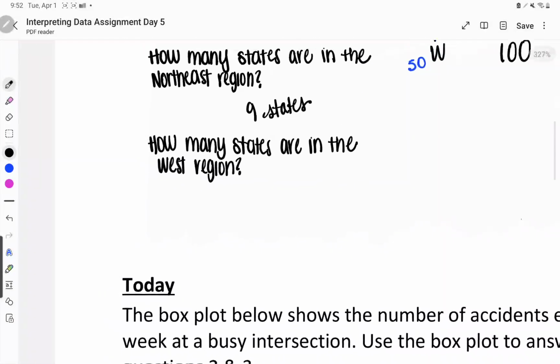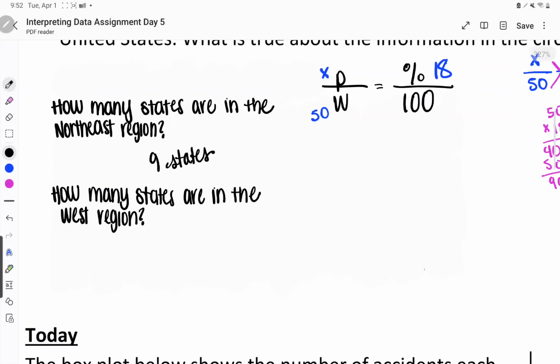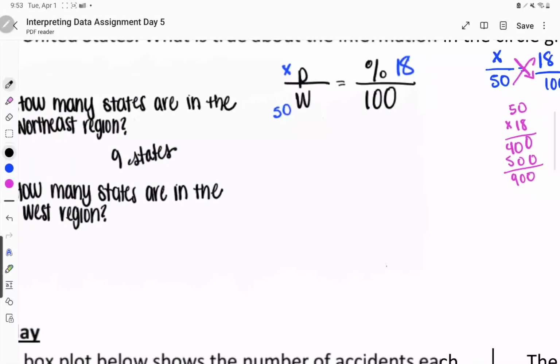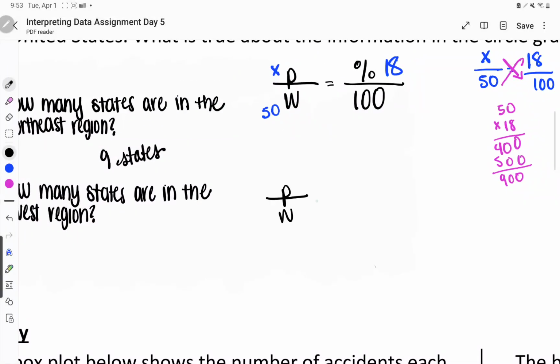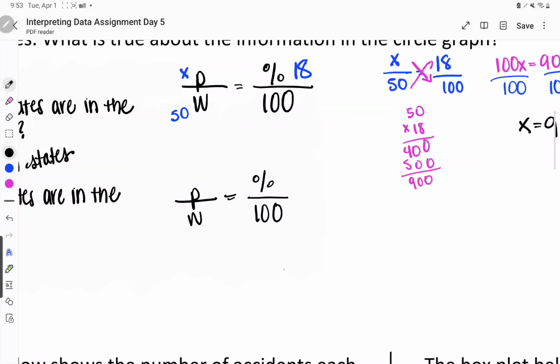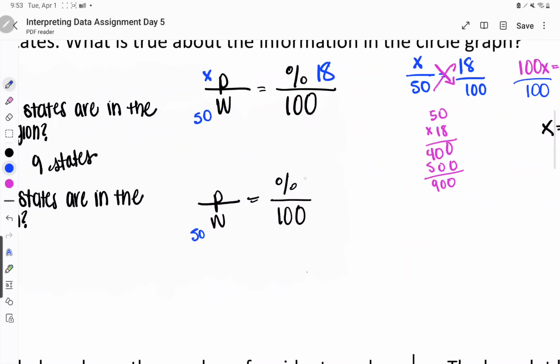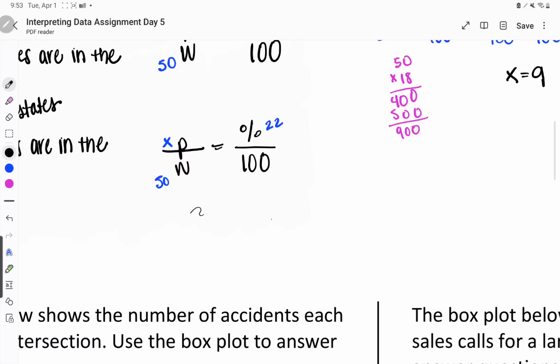The next question says, how many states are in the West region? So I want you to try to set up your own proportion using the information about the West region. So you should have part over whole equals percent over 100. In this case, the whole is still your 50 states, because that's how many states we know we have. And the percent is going to be what percent of the states are in the West region, which is 22. And then we don't know what our part is. We rewrite this and we find x over 50 equals 22 over 100.